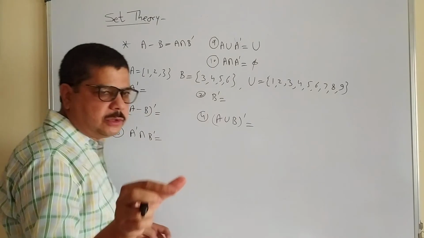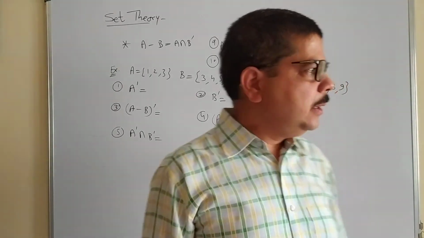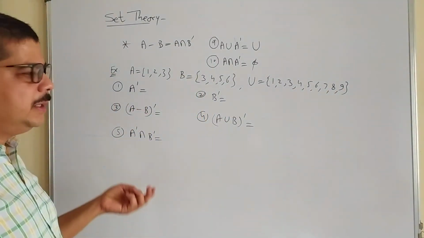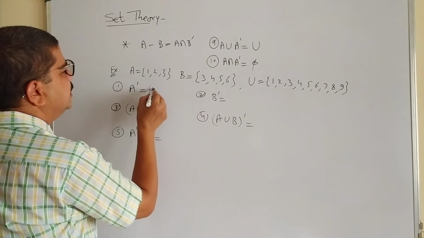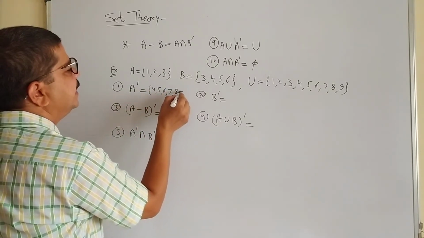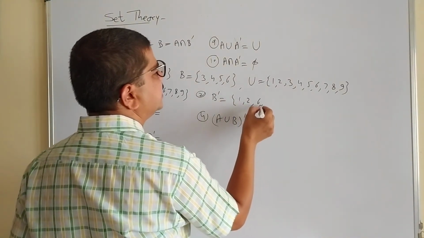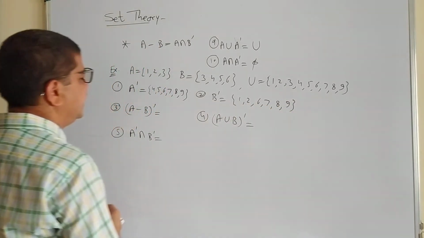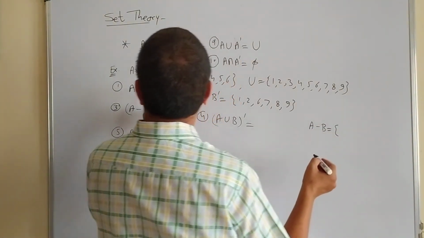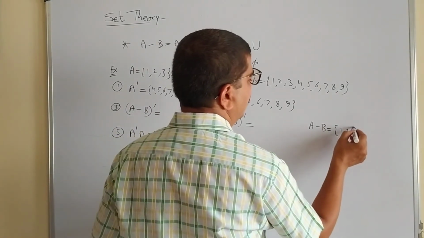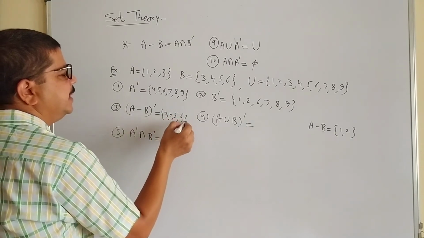By the time you can pause my video for a moment and find this, and again start the video and check your results. So A complement, excluding 1 2 3, that is 4 5 6 7 8 9. B complement will be excluding 3 4 5 6, so 1 2 6 7 8 9. A minus B complement: first we will find A minus B. What A minus B is? Elements which are in A but not in B, only 1 2. And its complement will be 3 4 5 6 7 8 9.